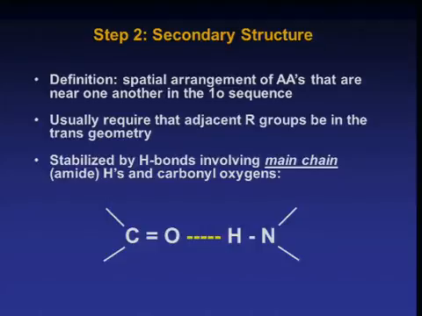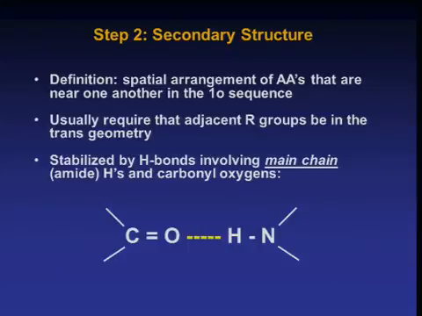So we said that secondary structure, by definition, is a localized spatial arrangement of amino acids. They're near one another in the primary sequence. If you've got an amino acid that is 200 amino acids from another one, and there's some kind of an interaction, they are not interacting at the level of secondary structure, right? They're interacting at the level of tertiary, okay?